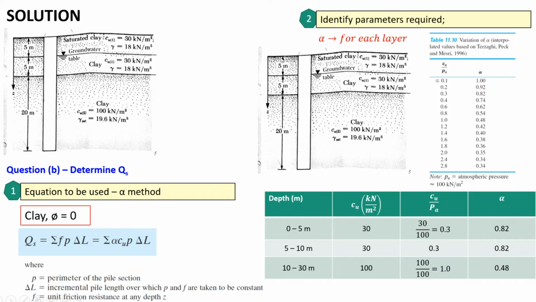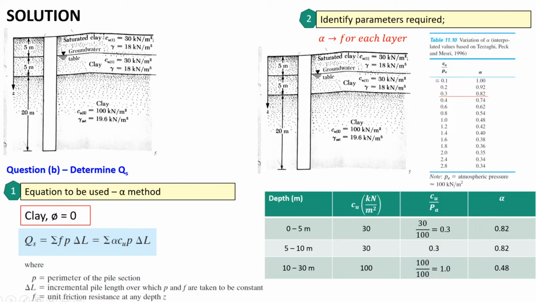Alright, so first of all, the first layer is from the ground surface 0 down to 5 meter. The Cu given here is 30 kilonewton per meter square. So we need to get the ratio Cu divided by atmospheric pressure. So 30 divided by 100, you get 0.3. So now you need to get the alpha, 0.82. Alright, so how to get the 0.82? Check at the ratio 0.3 here, and the alpha given here is 0.82. So that's why here we have 0.82.